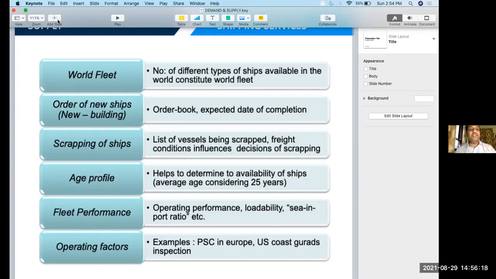Why is your ship rejected? Because you come here to load grain and we don't find your cargo holds or your deck suitable to load grain. Like Indian ships, the problem used to be cockroaches. Any Asian ship will have cockroaches. They will say that we are finding a lot of cockroaches in your ship, so that is the reason your ship is not suitable for grain loading.